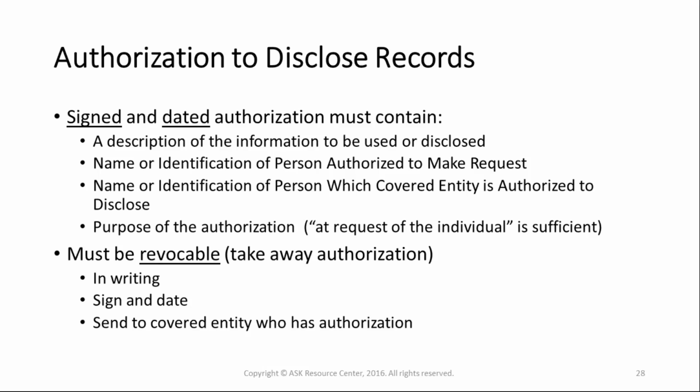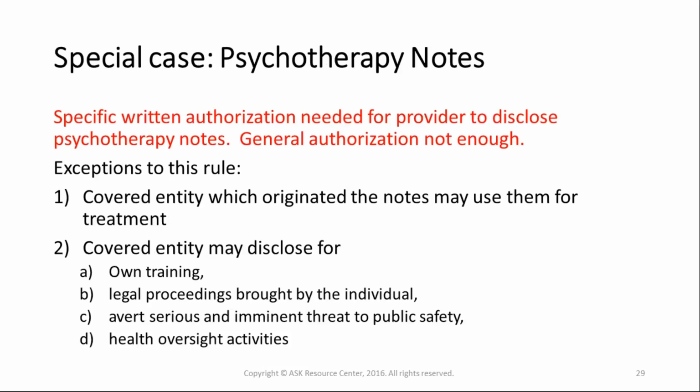Now, there's a special case under HIPAA. It's psychotherapy notes, which are very, very protected because people don't want information about their mental health shared with others. So a general authorization is not enough. There has to be a specific written authorization needed for a provider to disclose psychotherapy notes. And often what you'll see is there's an authorization form and you're making this general authorization to allow someone to share your records with another. And then there'll be little boxes for psychotherapy notes, and those will need to be checked for that provider or insurer to actually share records with another.